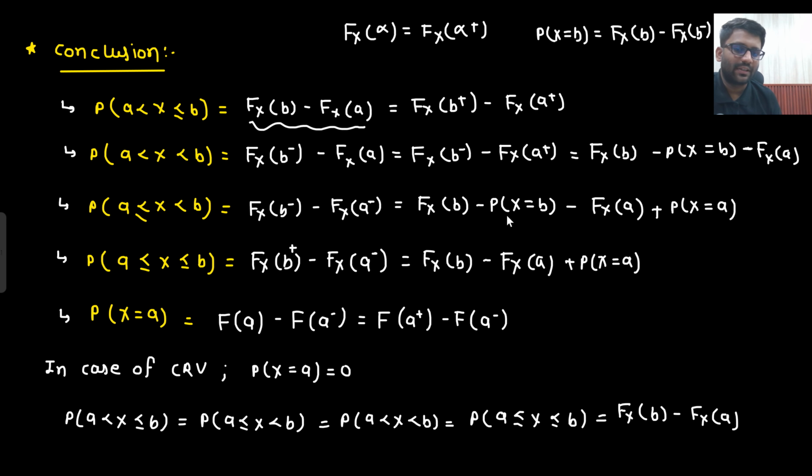You see this particular expression, this will be 0. What you will be getting? Fx of b minus fx of a. You see this particular expression, this will be 0. What you will be getting? Fx of b minus fx of a. Is that clear to you? So in case of continuous random variable, you don't even need to think of this equal sign or unequal sign. But in case of discrete random variable, you need to think about these equal sign and not equal sign. Is that clear to you or not?